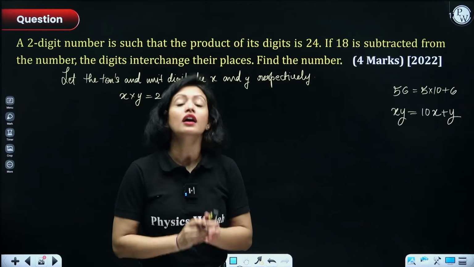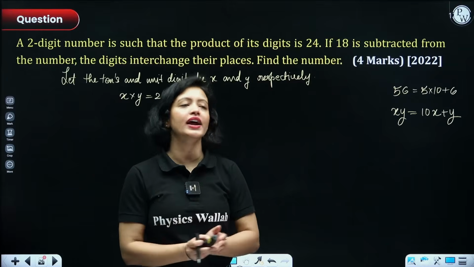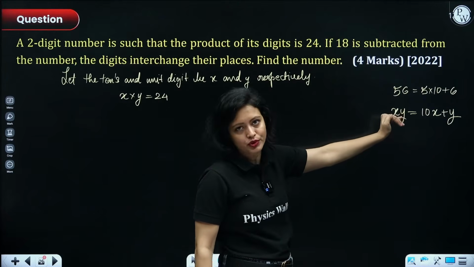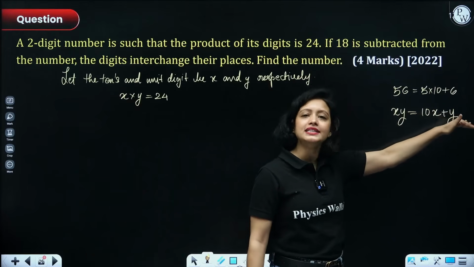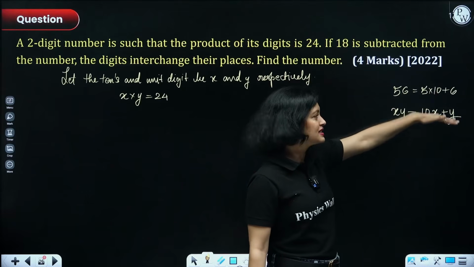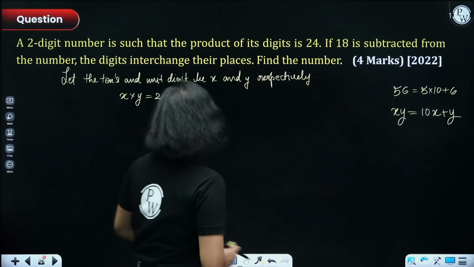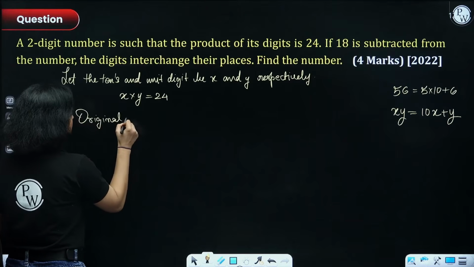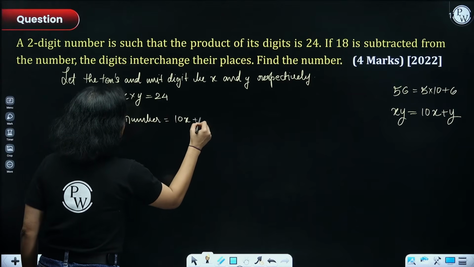Again, I'll repeat. When you are writing a number in terms of variables, you just can't write the variables like this, because this means you are writing the product of the numbers, right? So instead, you will write the number like this, 10 into 10th digit plus 1st digit, because this gives you the number, right? This is just us writing the number in expanded form. Okay, so what would the original number be? Original number would be 10 into 10th digit plus 1st digit.